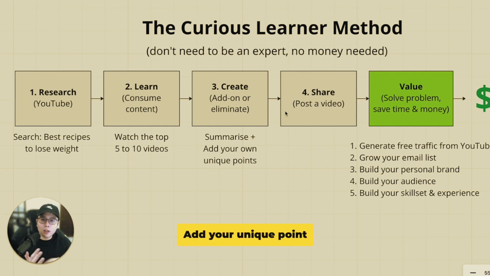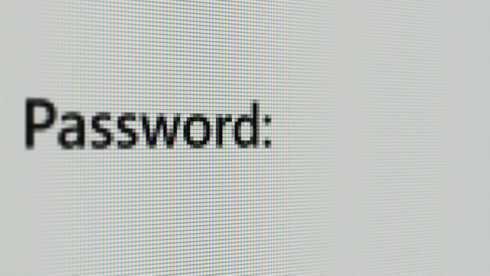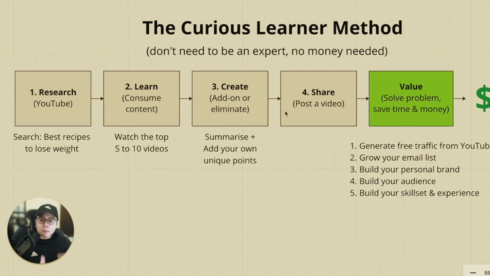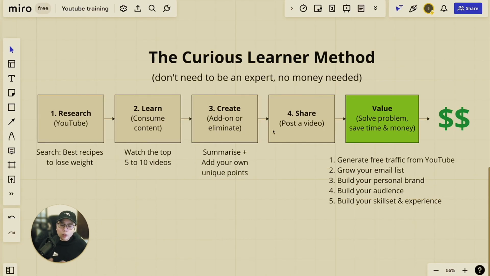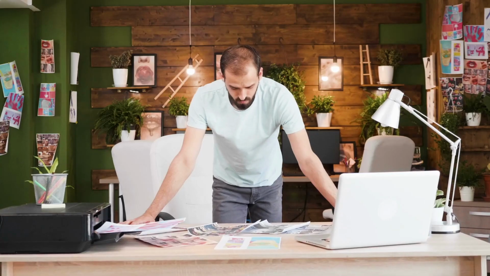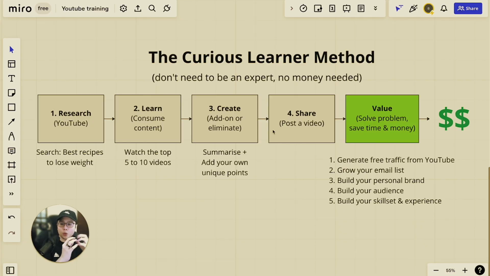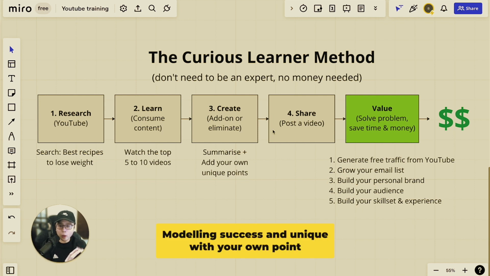Once you learn something, you want to actually go check out the website of Bluehost, read some blog posts, and then maybe even sign up on the website yourself, play around, and test the product to get an idea about your own experience when you're using it. So once you consume the top 5 content, you can pick all the good things of these 5 videos, combine them, and eliminate anything that's fluff or useless, kick those points out, summarize, and add in your own unique points, your personal experience, and your personal opinion about the topic that you're covering. So that's how you can make it unique while at the same time modeling success, with your own unique point.